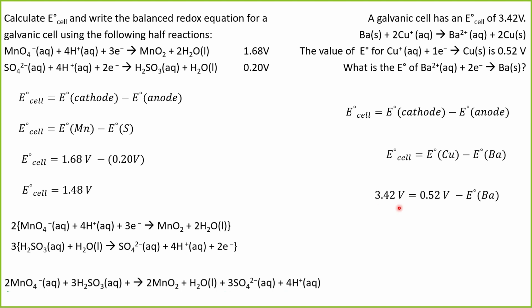My E cell is 3.42 as given in my problem. The copper is 0.52 again as given in the problem, and I am solving for the barium. So my standard reduction potential for barium is negative 2.9 volts.